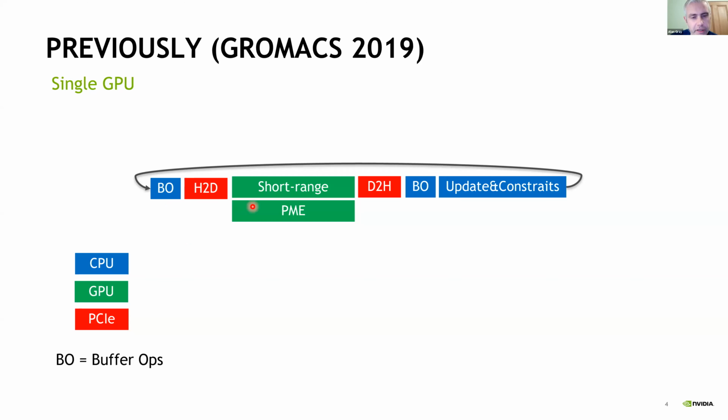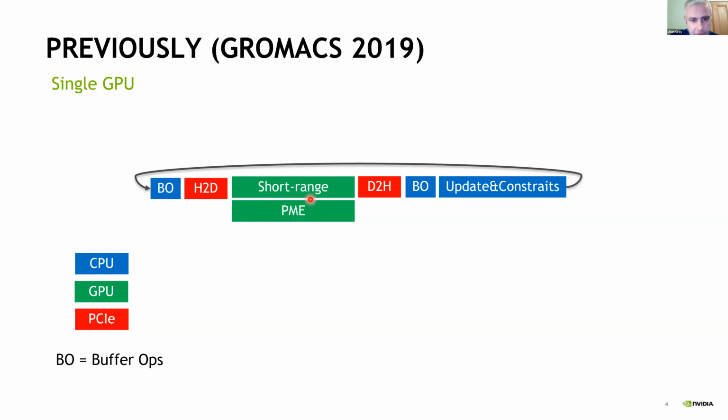This is the situation previously, before the work that I'm talking about here. In particular, if you're using Gromacs 2019 or earlier, then you will be able to offload the short range forces and the PME forces to the GPU. And these are in green here, indicating that they're running on the GPU.